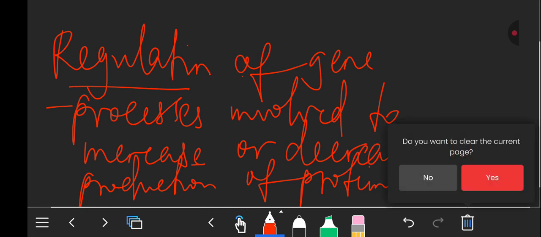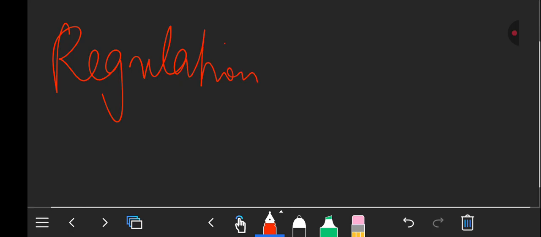Now let's try to understand the broader theme. What is regulation of gene expression? We've said gene expression is just a process by which the information in a gene leads to the production of proteins, and we've defined what regulation of gene is. We've said it is a process that has to be carried out either to increase or decrease the production of proteins. Now, what is regulation of gene expression?